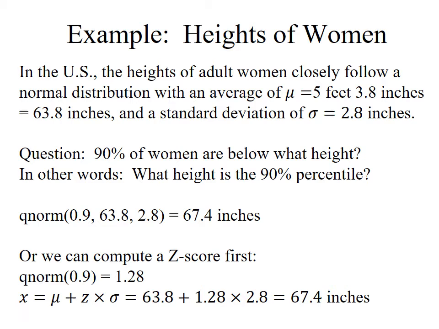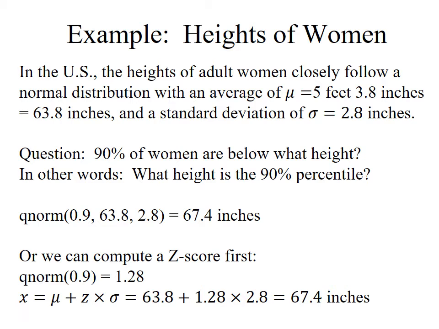Or in other words, what height is the 90th percentile, the value that has 90% of women below it and 10% of women above it? From that, I use the command qnorm. qnorm of 0.9, again, the mean 63.8, standard deviation 2.8, tells me that is 67.4. 90% of women are shorter than 67.4 inches and 10% of women are taller than 67.4 inches.